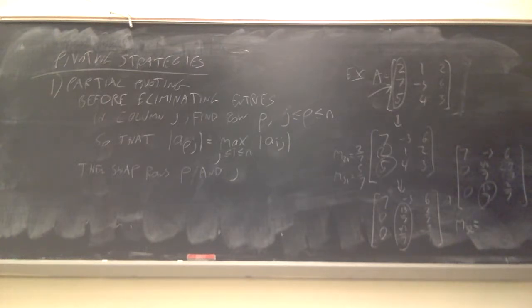What? Sorry, I couldn't hear. 13 over 43. Okay. All right, and then you would carry out the row operation, then the matrix would be upper triangular, and then you're done.